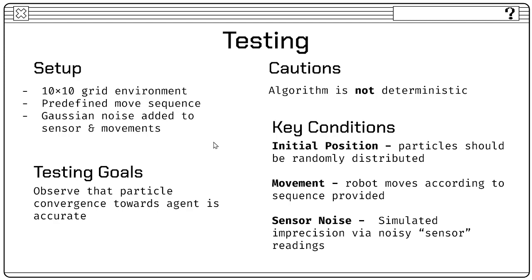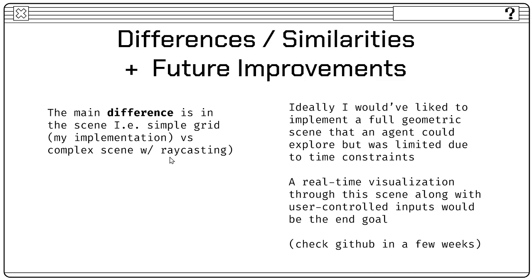So testing is a little hard because the algorithm's not deterministic. There's a lot of noise and sampling going on, but the main idea was to observe that the particles were converging towards the agent. And then there's some differences I wanted to touch on, but I'm out of time.